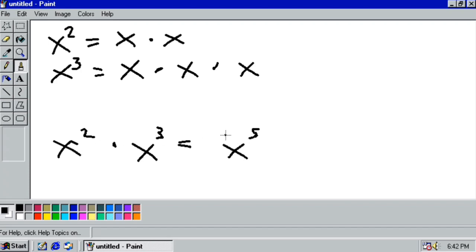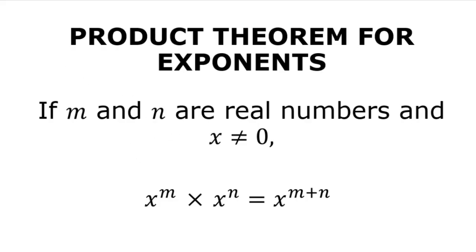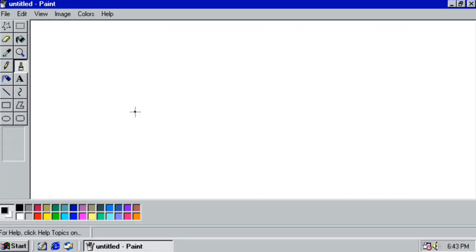So when we're multiplying exponents, we're just gonna add the exponents. So for example, here we have 2 and 3. To find the product, we're just gonna simply add both of them to get this equation. So this demonstrates the product theorem for exponents, which we state formally in the following slide. This theorem holds for all real number exponents.